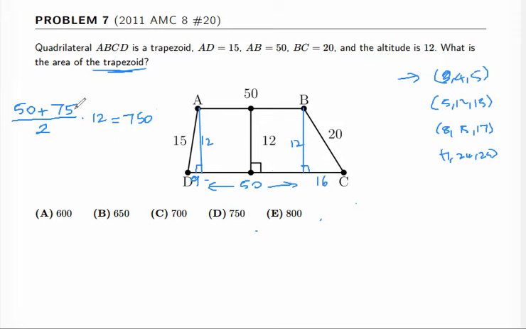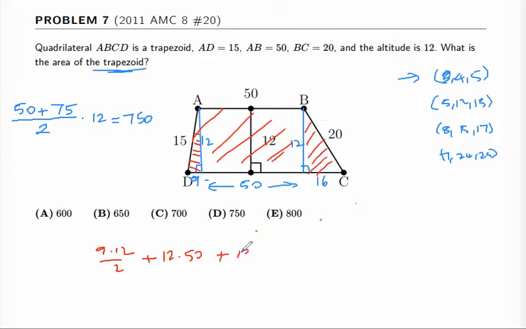But if you don't remember the area formula for a trapezoid, you may find the area of the triangle first, which is going to be 9 times 12 over 2. And then the area of this rectangle, which is 12 times 50. And then the area of this triangle, which will be 12 times 16 over 2. If you add those, you will still get the same result. But either one is okay. But I'd like you to remember the triples, which is going to save a lot of time.